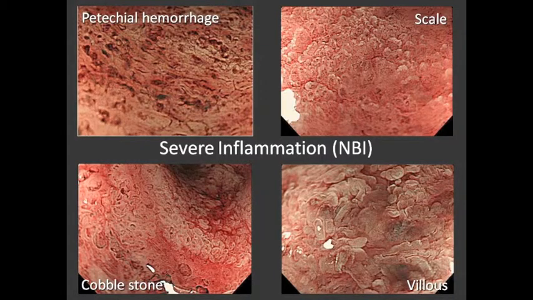In severe inflammation mucosa, dimple signs and a fine regular network of microvessels disappear, and various types of microvessels and mucosal structures can be seen. For example, petechial hemorrhage, scales, cobblestones, or villous structures. In all cases, we could see these findings more clearly when a magnifying endoscopy with NBI was used.